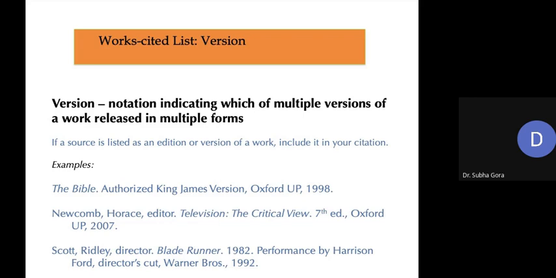What about the version of the book? How would you cite a work which has multiple versions released in multiple forms? When we say version, they are usually called editions, right? Any revised edition of a book can be labeled as a revised edition, or sometimes it can also be a numbered edition, right? The same happens with films as well. A film may be released in different versions, such as expanded or director's cut. So you just need to give the number of such versions.